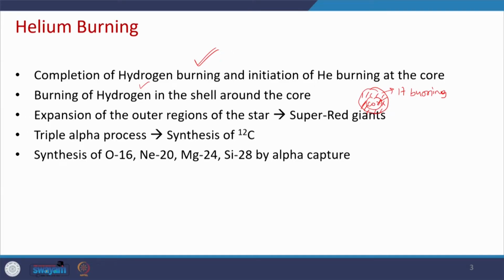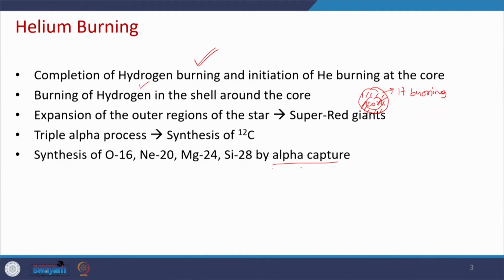Why should only carbon 12 formation happen? Once carbon 12 is formed, you have plenty of helium in the core. So, alpha plus carbon should lead to the formation of oxygen 16, and alpha plus oxygen 16 should lead to the formation of neon 20. Neon 20 plus alpha should give rise to Mg 24. Mg 24 plus alpha should give rise to silicon 28. All these elements are supposed to be synthesized just because of alpha capture.